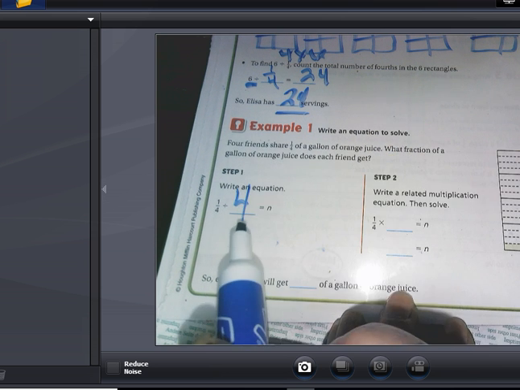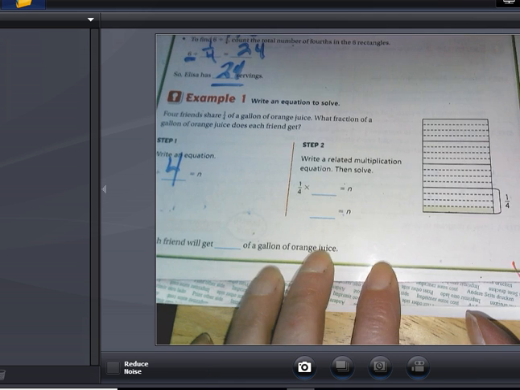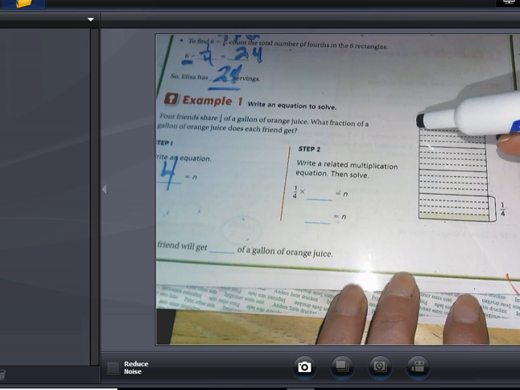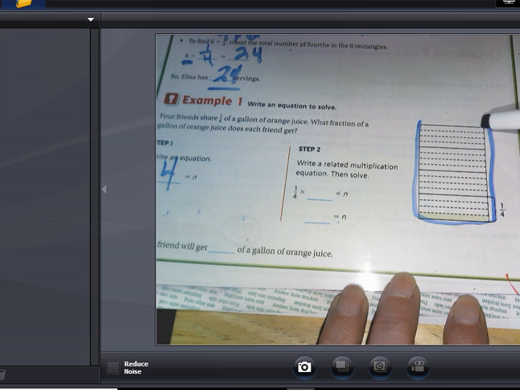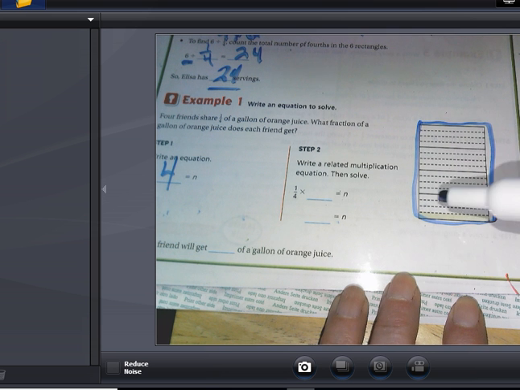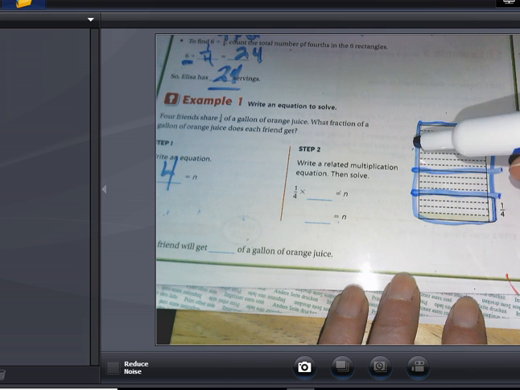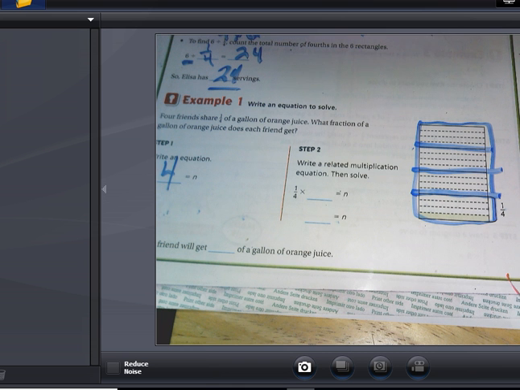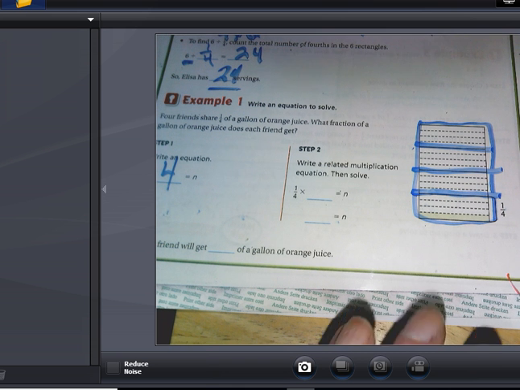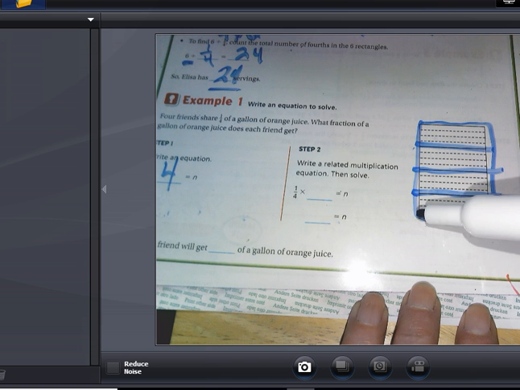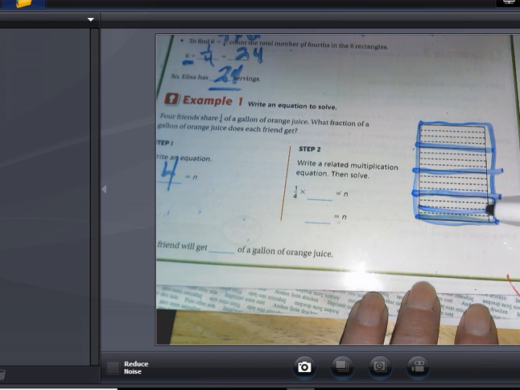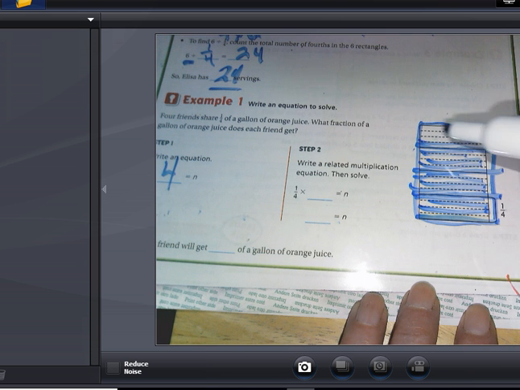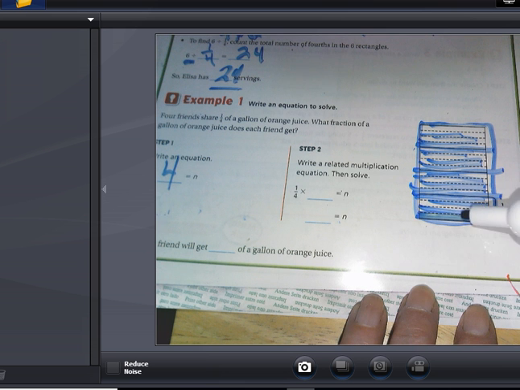Now if I draw a picture of it, here's my whole gallon of orange juice. Now, what do I have left of that gallon? I only have 1/4. So I have to break my juice up into fourths because everything has to be equal in fractions. All right, if I do that, I'm going to share it with 4 friends. So 1, 2, 3, 4, and so on. I have to be equal. So how much did everybody get?